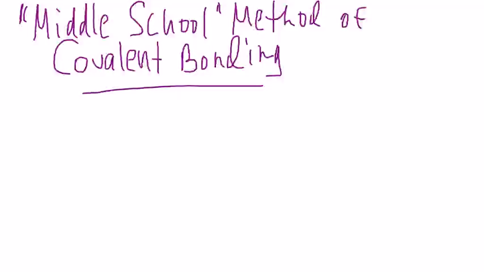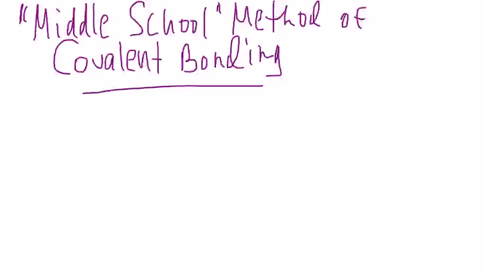Hey guys, this video reviews what I like to call the middle school method of covalent bonding. It's the simplest form of using Lewis dot structures, and it's probably something you've learned in middle school. When your teacher showed you how to make covalent bonds, he or she, I'm sure, did something like this.